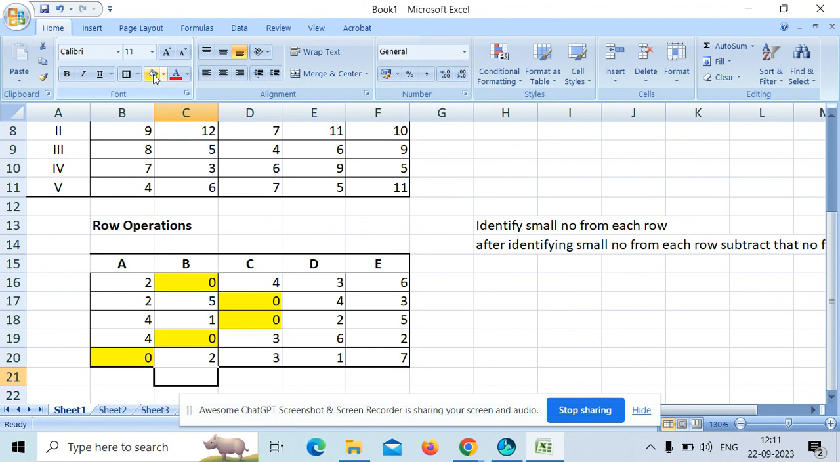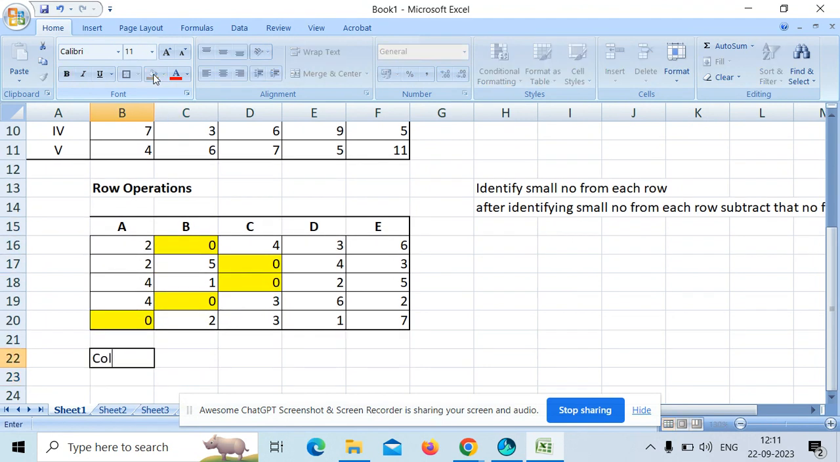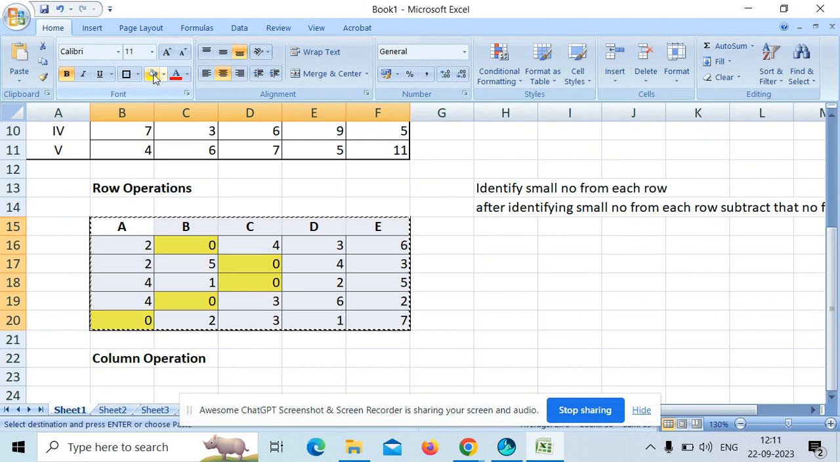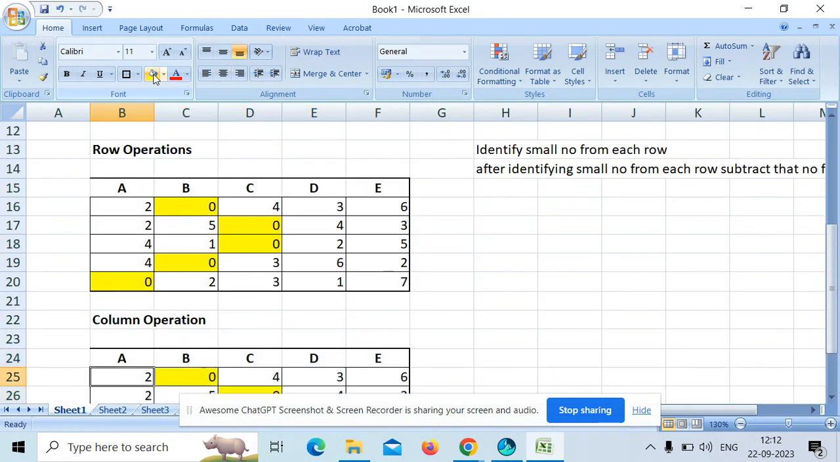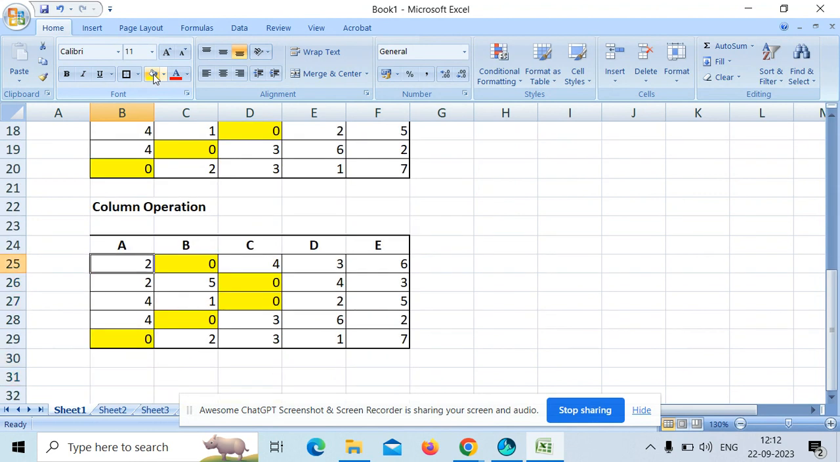Okay. Now the row operation is done. In the same way, we'll go for the column operation. Here I'm supposed to take the matrix of the row operation only, not the question matrix, but the matrix where I worked out the row operation. That matrix I'll select.